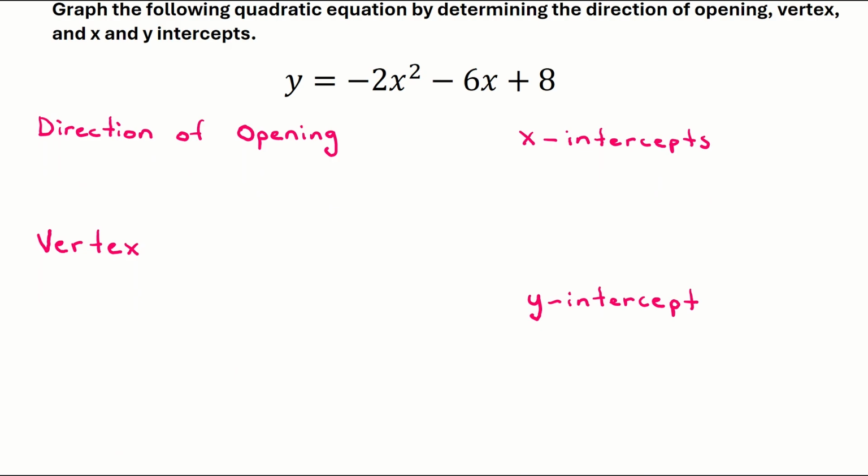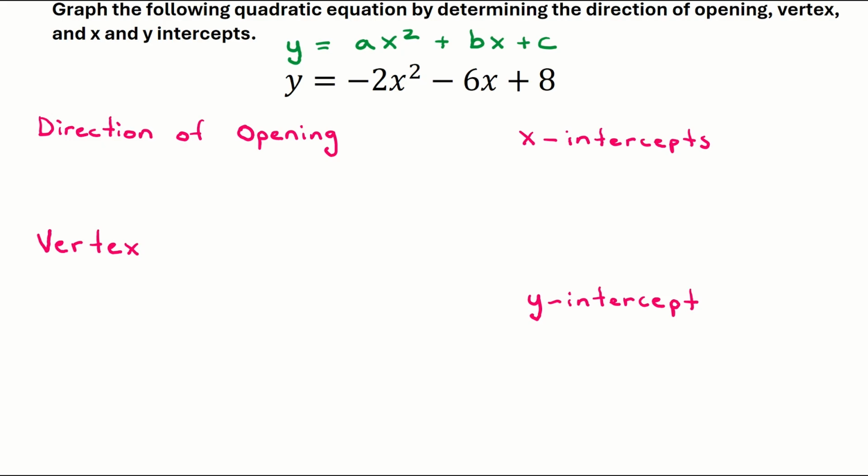x and y intercepts. Now, this quadratic equation is written in standard form, so that means it's written in the form y is equal to ax squared plus bx plus c. And this is extremely useful for figuring out these qualities of the quadratic function.